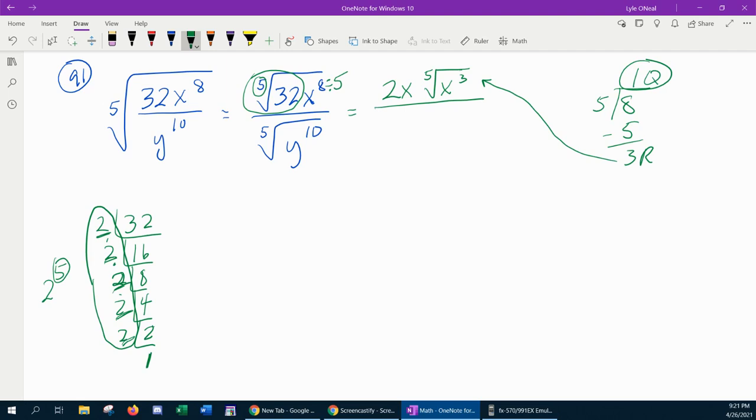And last, for the denominator, 10 divided by 5 is 2. And so that is going to simplify completely with no radical left in the denominator. And that is simplified completely.